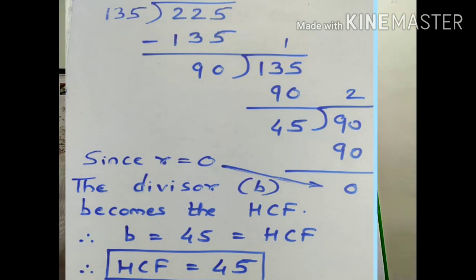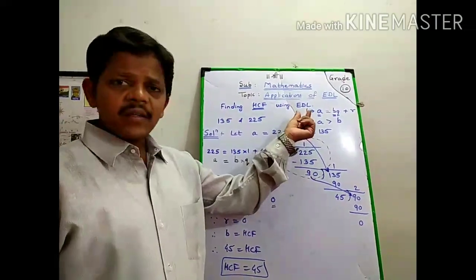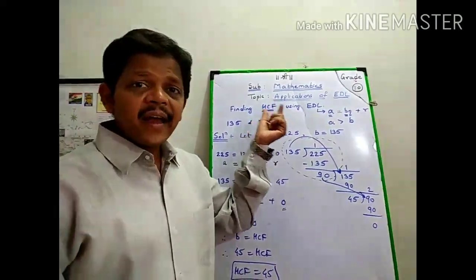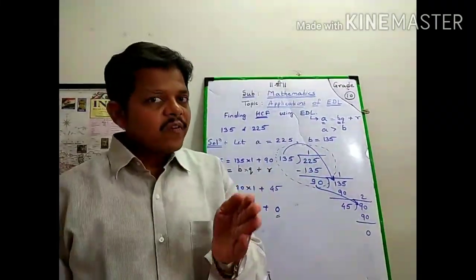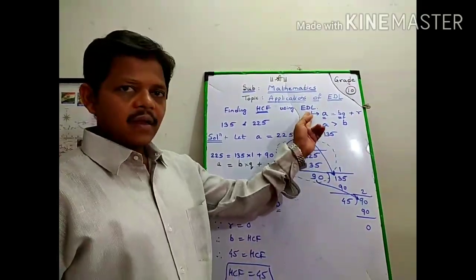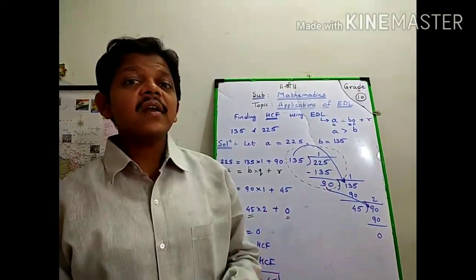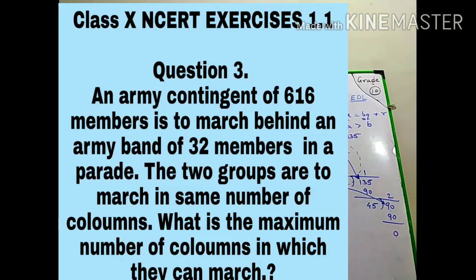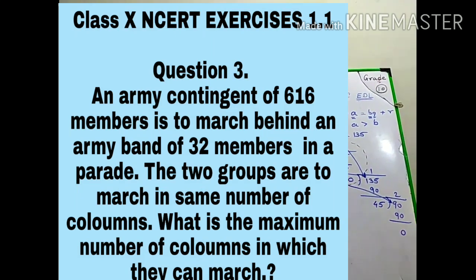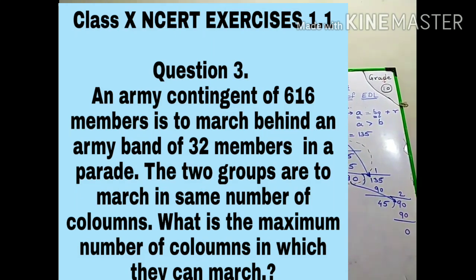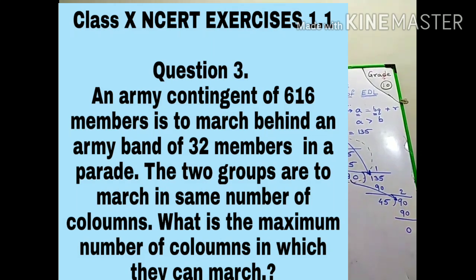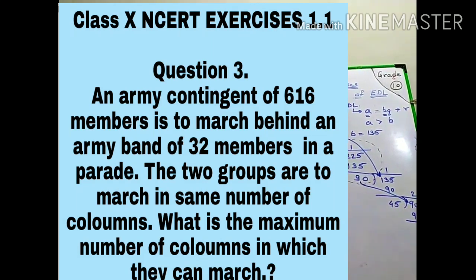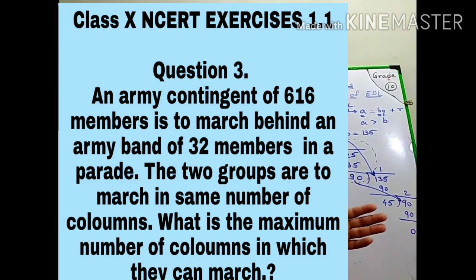We can use this EDL in various ways. We can use this EDL, as we have just discussed, in finding the HCF. We will be using this EDL and finding the HCF in certain word problems also. You will see on the screen again, this is also a word problem from our exercise, wherein they speak about 616 contingent members, army members, followed by 32 band members, and they have asked us for the maximum.